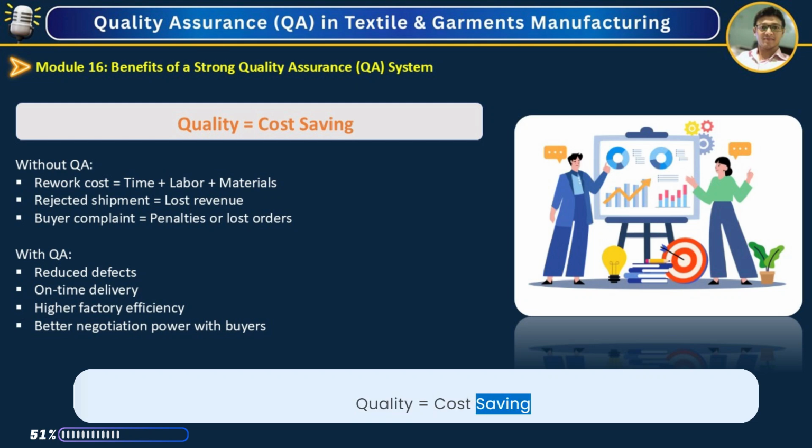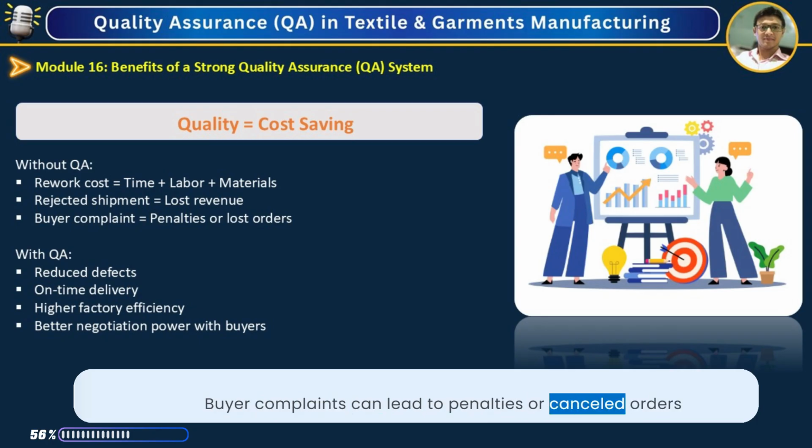Quality is equal to cost saving. Quality assurance is not just a cost, it's a way to save cost. Without QA, rework consumes time, labor, and materials. Rejected shipments result in revenue loss. Buyer complaints can lead to penalties or cancelled orders. With a strong QA system, defects are reduced. Deliveries are on time. Factory efficiency increases. And you gain stronger bargaining power with buyers.